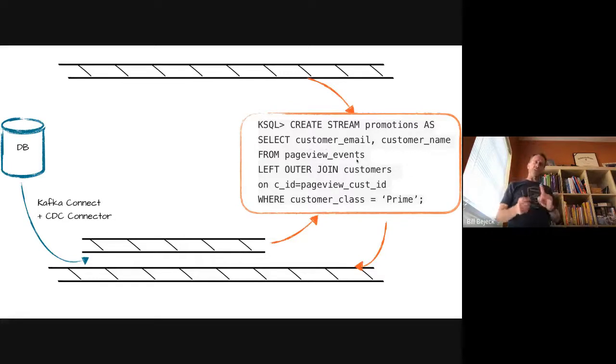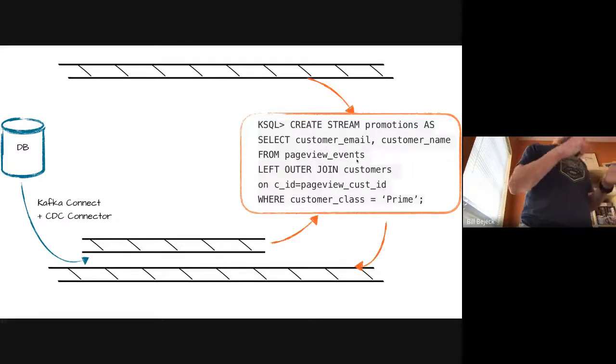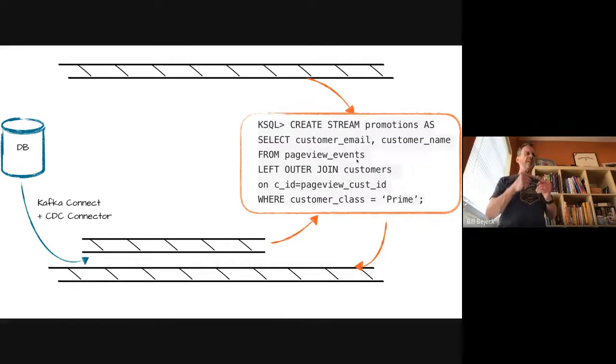And this goes back to the duality of streams and tables. Here we're saying we want to select the customer email and name from the page view events, that stream of things that are coming in, and do a left outer join on the customer table, where the page view customer ID and the ID of the person in the customer table match, where the customer class is prompt. Now, obviously this query doesn't have all the attributes we wanted, but you're getting the point here. So it's simplified a step further.